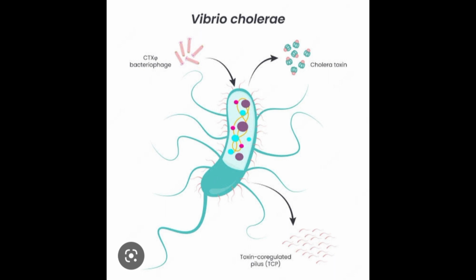Aeromonas and Plesiomonas are gram-negative motile bacilli which are oxidase positive. The medically important species include Aeromonas hydrophila and Plesiomonas shigelloides.